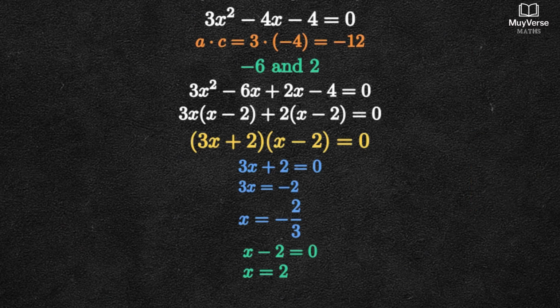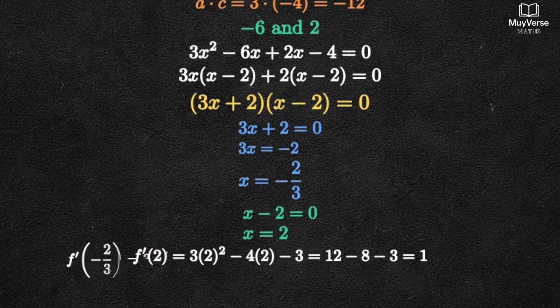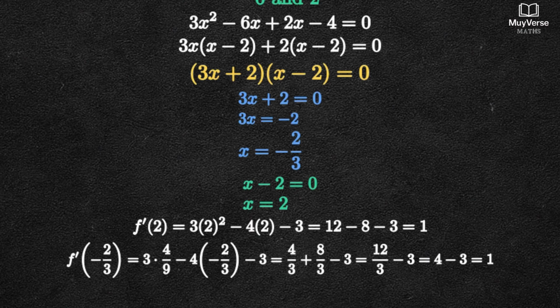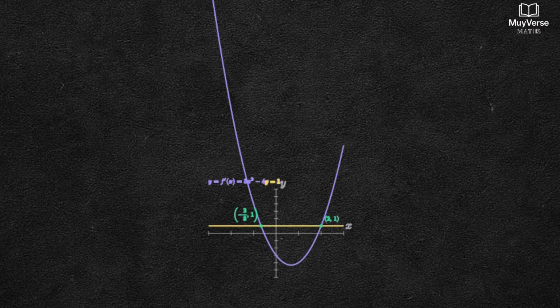Quick check. Plug into f prime of x equals 3x squared minus 4x minus 3. At x equals 2, 3 times 4 minus 8 minus 3 equals 1. At x equals negative 2/3, 3 times 4/9 plus 8/3 minus 3 equals 1. So both solutions check. For intuition, let's look at the graph of the derivative and the horizontal line y equals 1. The intersections appear exactly at x equals negative 2/3 and x equals 2.